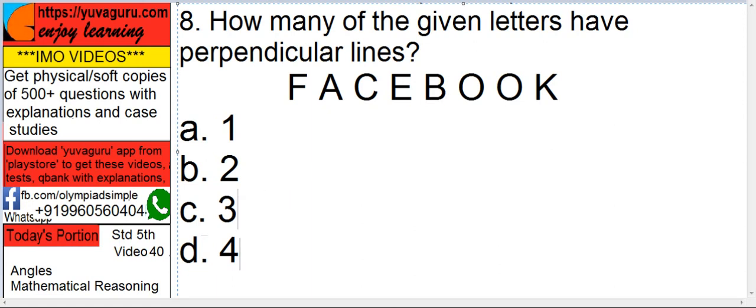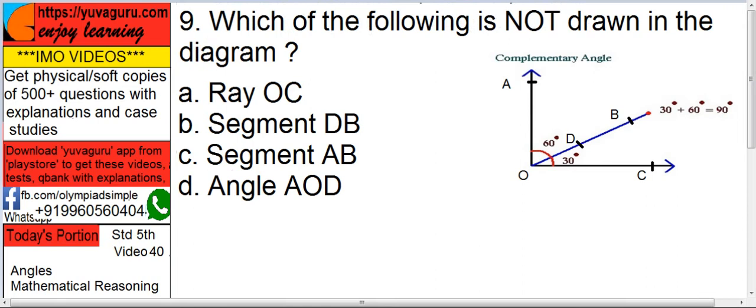Next, let's move on. Which of the following is not drawn in the diagram? See, this is a diagram. This diagram is of complementary angles. Remember, complementary angles means two angles which together form 90 degrees and have a common arm. So which is not there in this diagram?